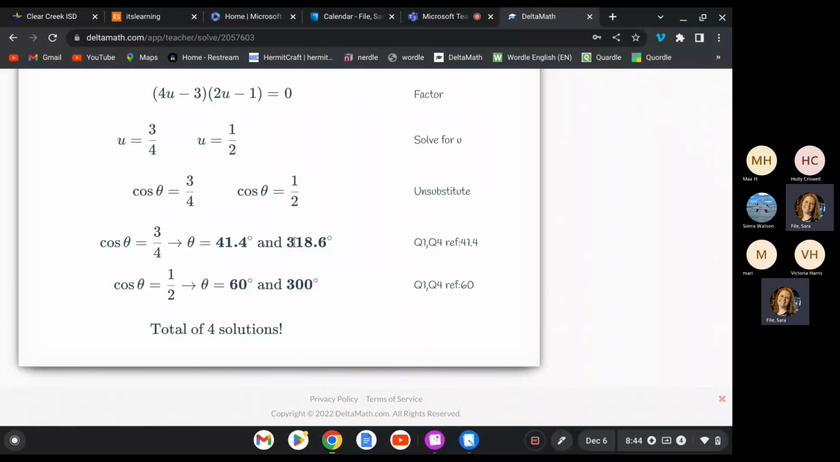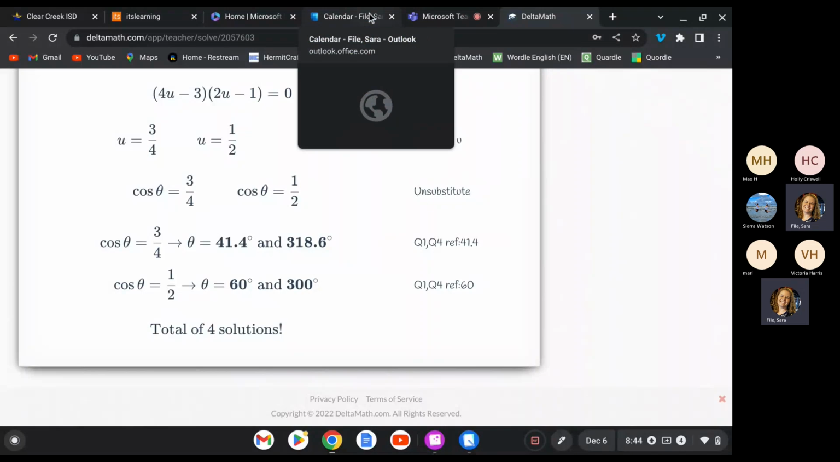That's not on this test. This bottom one, where cosine theta is 1/2, you should know that, but you're not going to have to do ones in the calculator. You're not going to have a graphing calculator on your test, so you wouldn't be able to do that anyway. Does that make sense?